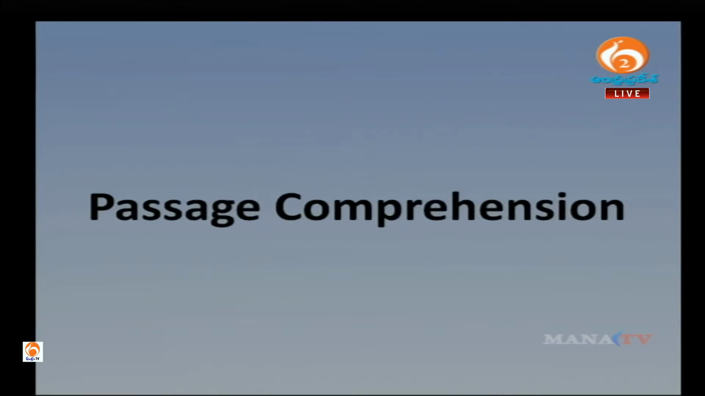Okay, as you are aware of this term, which is passage comprehension. Passage comprehension is nothing but understanding what is within a passage. When you're reading a passage, you are also supposed to understand the passage, meaning what it is about. How are you going to answer those questions? Meaning, until you understand, you cannot answer those questions.